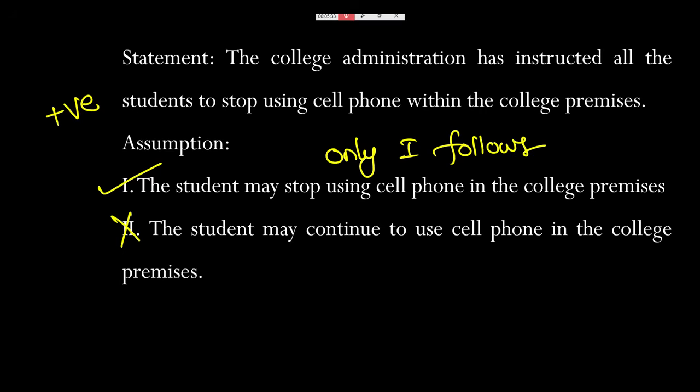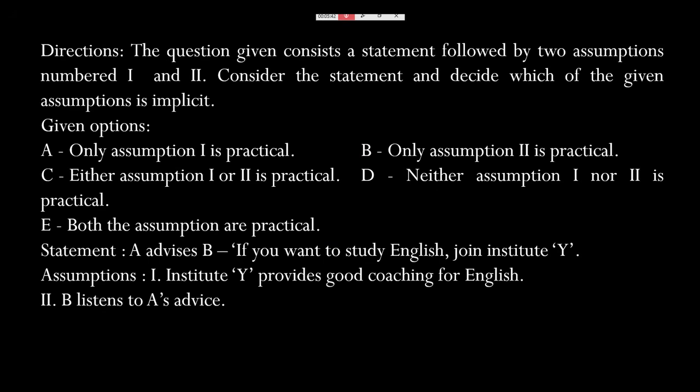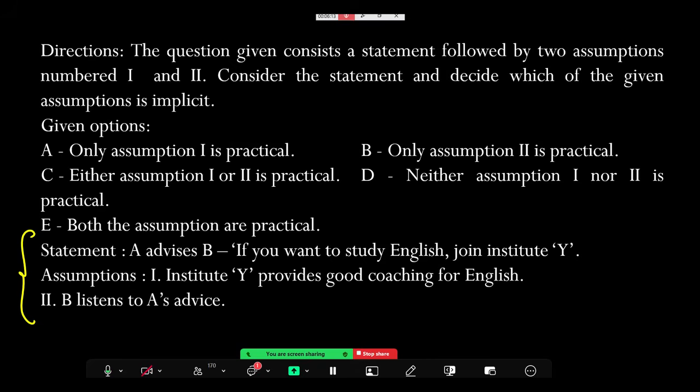When a higher authority gives some instruction, by default we can take the assumption that subordinates will follow it, right? Next, you see the statement here. Advise. A advises B: if you want to study English, join Institute Y. A has given advice to B. If A has given advice to B, we have to think everybody is positive. If A is a good person, he is referring a good institute. And A advising B means B will automatically follow that.